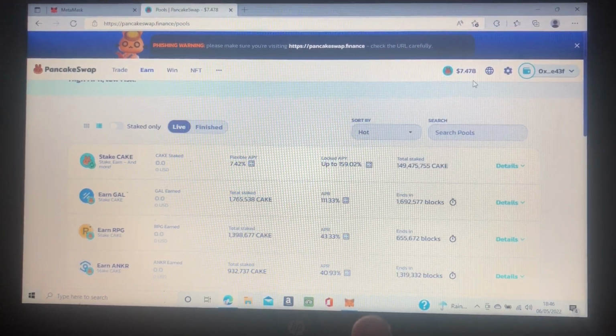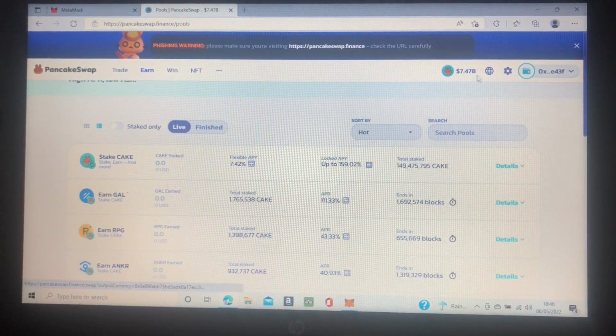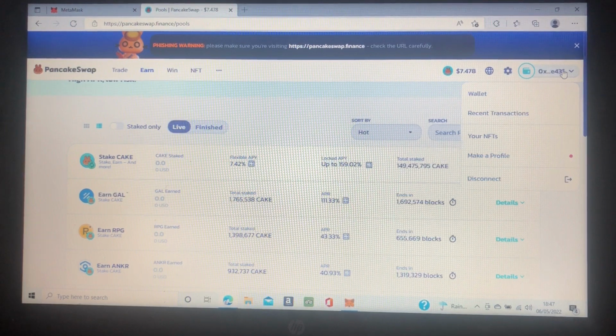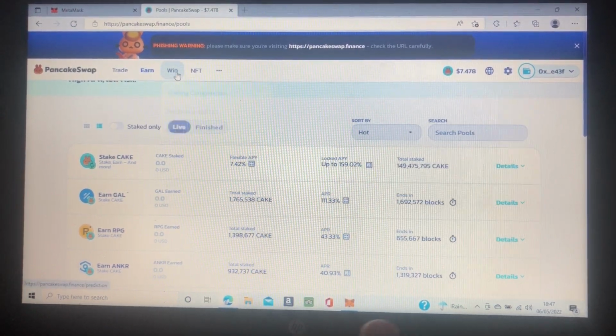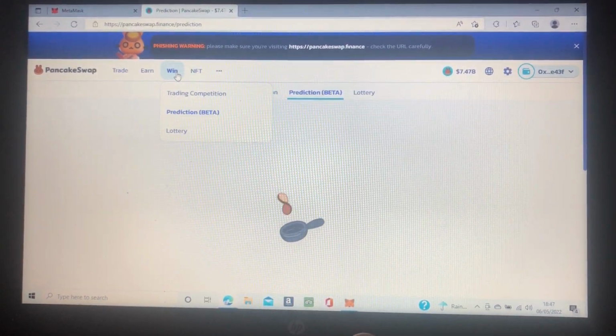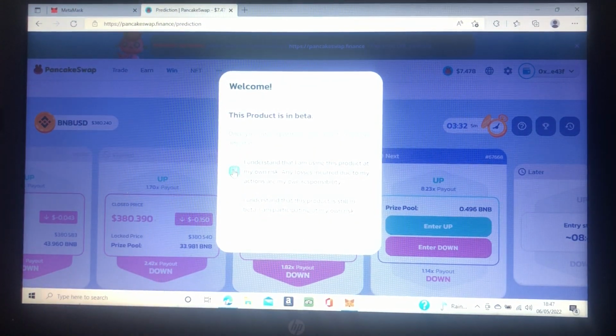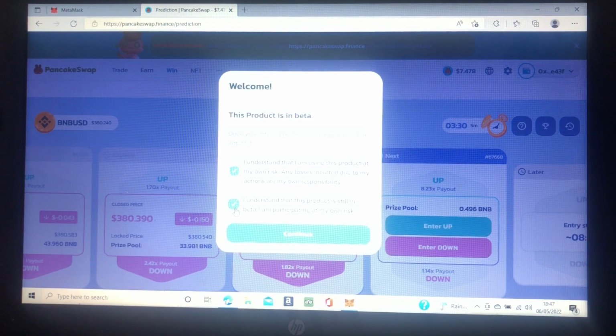One cake token is about $7.4. If you want to change to English, you could change here: settings, address, and all. Win. I believe that is clear enough for staking. So here in Win, you just have to accept their terms.